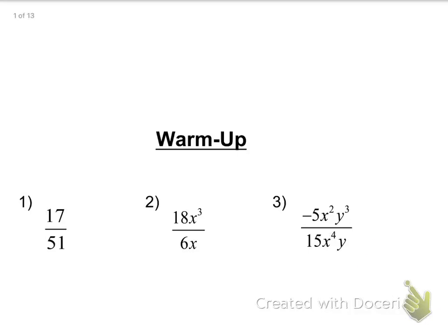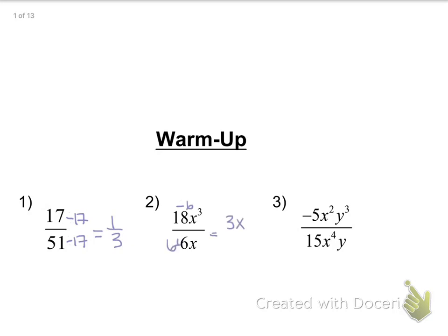Alright, so we're going to do matrices in this video, but to start off with a little warm-up, we're just going to simplify these fractions. So if I look, both of these are divisible by 17, so I can divide by 17, and I would get 1/3. Okay, my numbers in this one, they're both divisible by 6, so we're going to divide by 6.